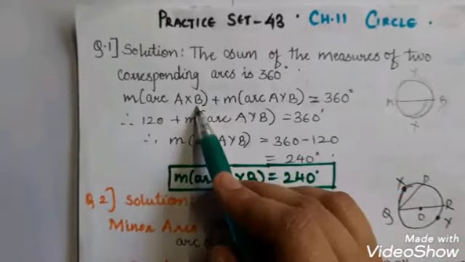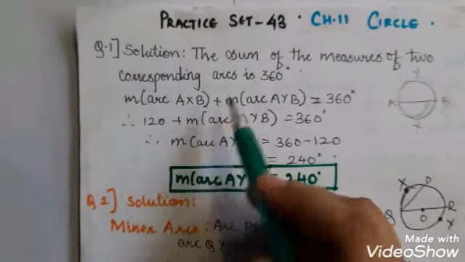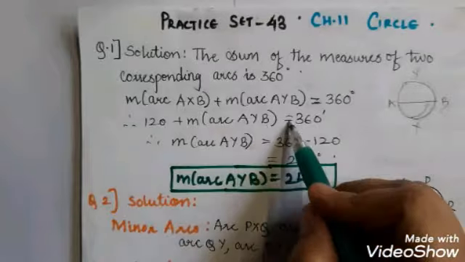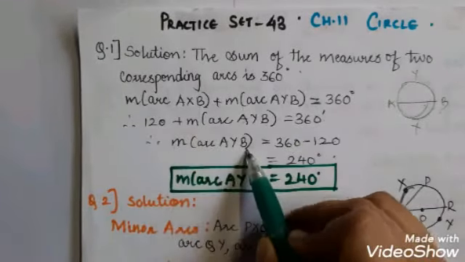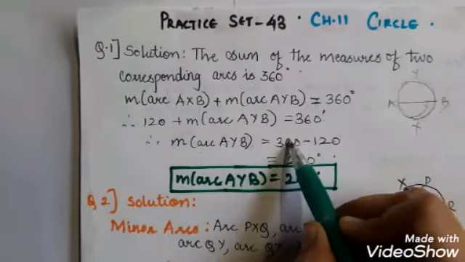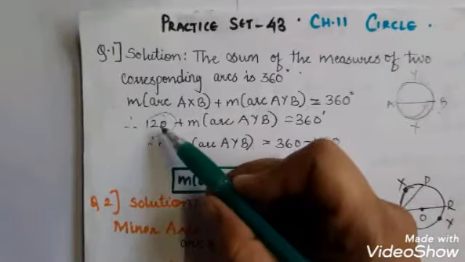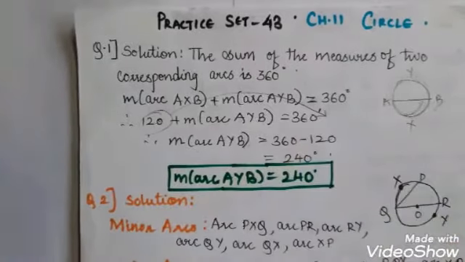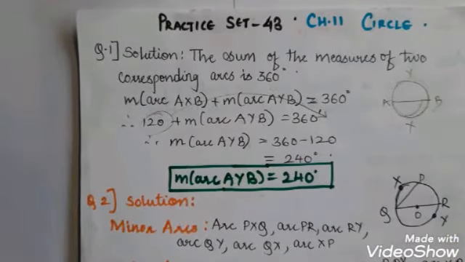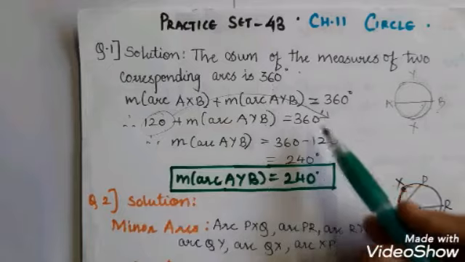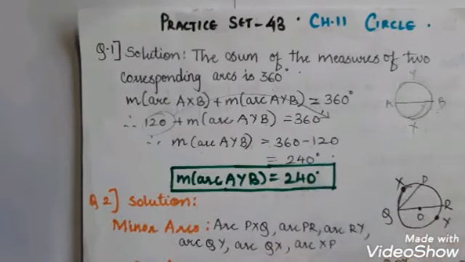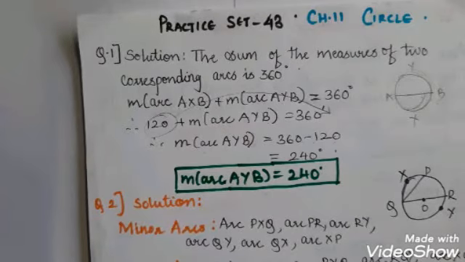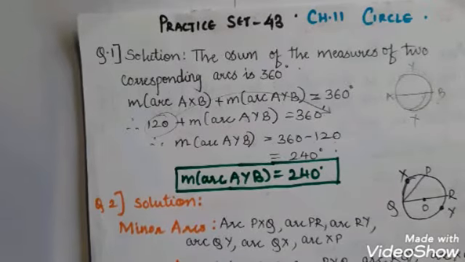Now measure of arc AXB is given to us as 120 degree, plus measure of arc AYB is equal to 360 degree. Therefore, measure of arc AYB is equal to 360 minus 120. This 120, which is over here, I will shift to the other side. Here it is positive, so when I shift it, it becomes negative. So measure of arc AYB is equal to 240 degree. So we get the measure of arc AYB as 240 degree.